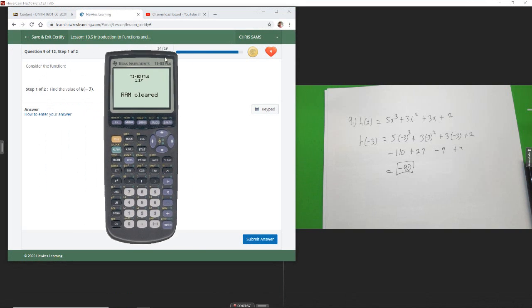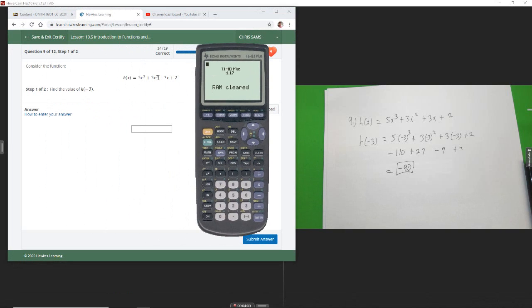Okay, so I am going to insert this equation in y equals. So y equals is this top left button. I'm going to do 5, and then x is right next to this alpha button. It has x, t, theta and n. You're going to use that to get your x. And then we have to raise it to the 3rd power. There are 2 ways you can do it. Either you can use the caret button top right above division, and then do the number 3. Okay, that's the way it's going to look.